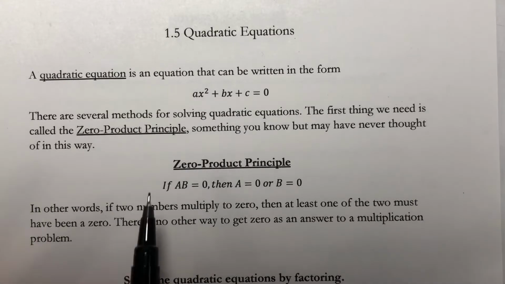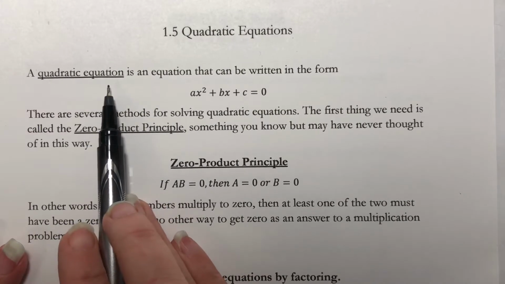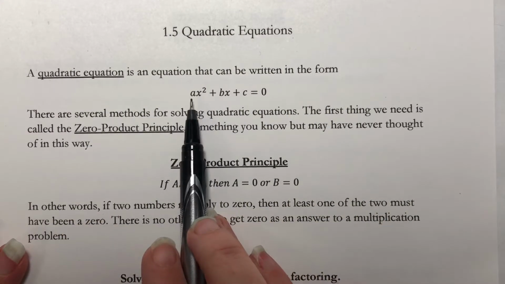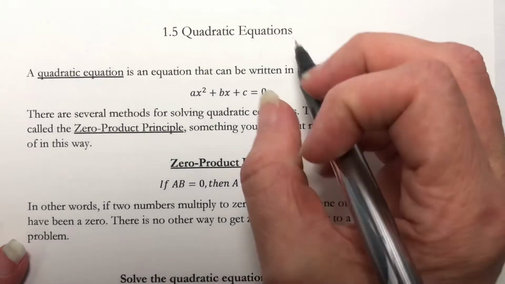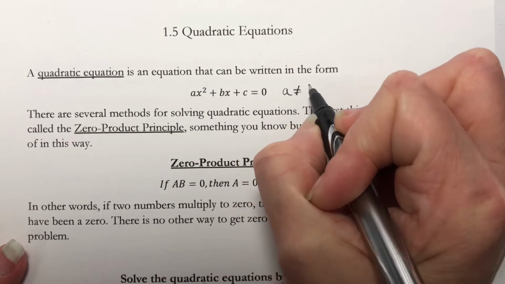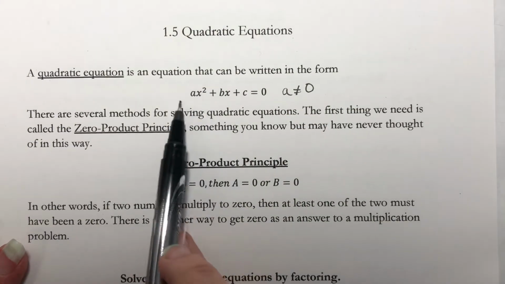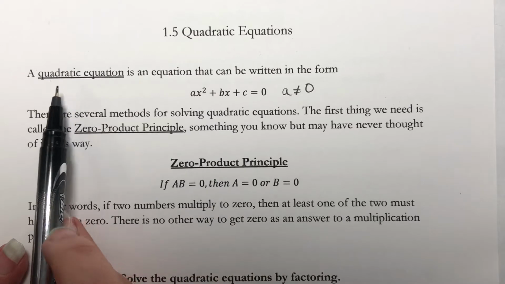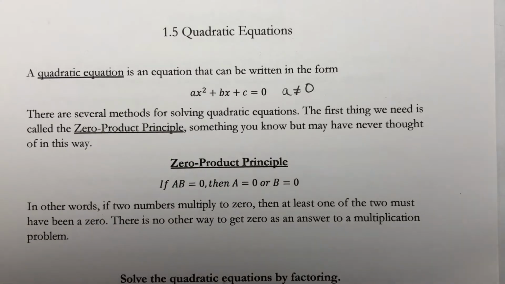Okay, so first off, some definitions. A quadratic equation is an equation that can be written in the form ax squared plus bx plus c is equal to 0, where a cannot equal 0. This square term has to be there in order to be a quadratic. We can't have an exponent larger than 2 either.